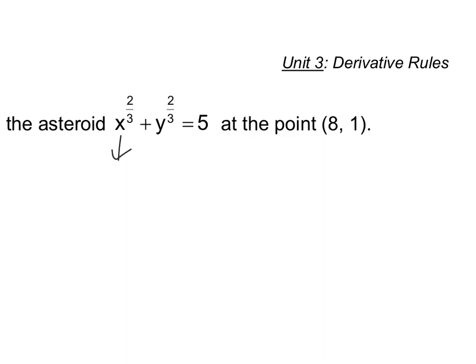The x part of it we treat the same way we treated every other x part of a function. So 2/3 x to the negative 1/3 plus, now I'm going to take the derivative of the y part of it. So it has the same structure, 2/3 y to the negative 1/3. But what else do I have to include? dy dx.